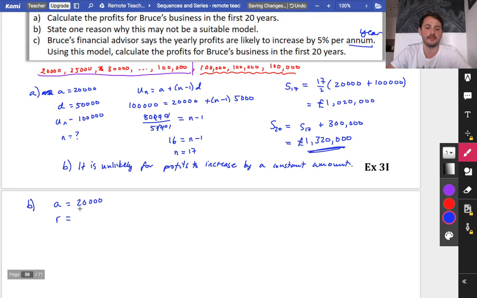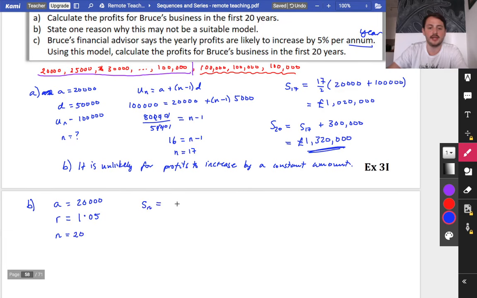Well, how do you increase this by 5%? You multiply it by 1.05, okay? So you don't have to do them all manually. If you want to keep increasing by 5%, it's like compound interest from GCSE, you just multiply by 1.05. And we want to know how much he's going to make in the first 20 years. So we are trying to find out the total profit.